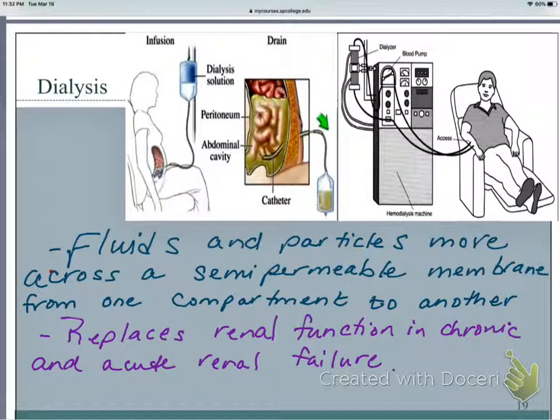All right. So we talked about fluids and particles moving across a semi-permeable membrane from one compartment to another. So this can replace renal function in chronic and in acute renal failure. Okay? There's just a little picture.